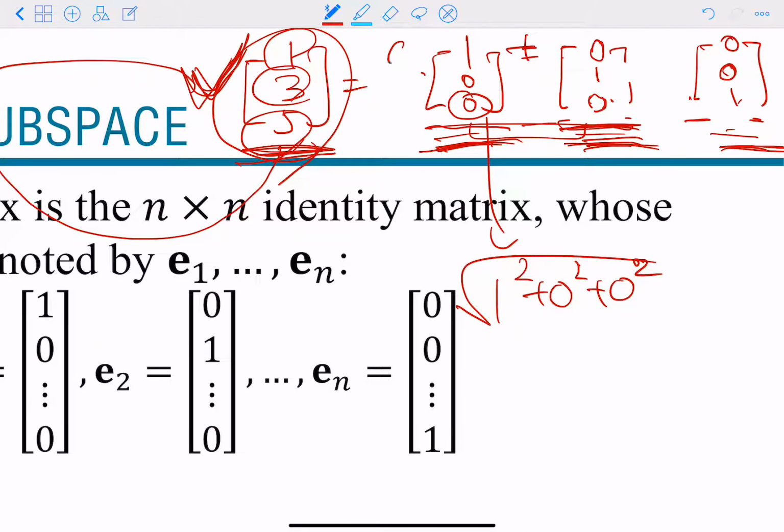And then can we obtain these C1, C2, and C3? Does the solution for C1, C2, and C3 exist? It exists, right? And how many solutions will exist? Infinitely many? No, we will only have one solution because these vectors are linearly independent, right? So this is quite important because we will use it in the later chapters.